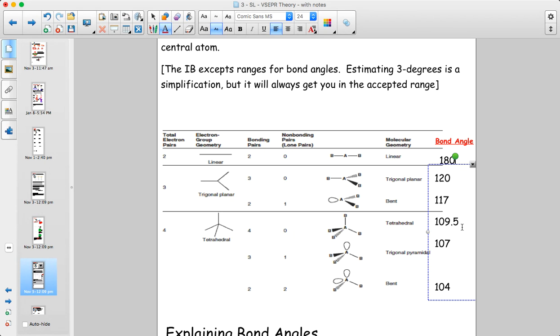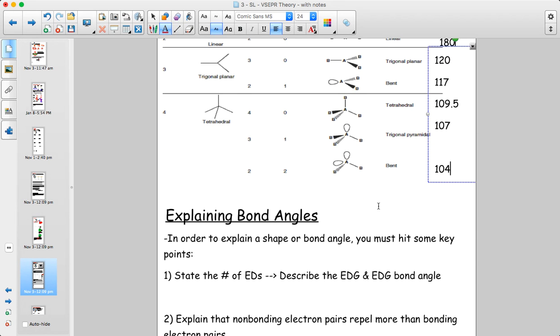So tetrahedral is 109.5. Trigonal pyramidal is the shape where there are 3 bonding pairs and 1 lone pair. That lone pair repels more and shrinks it down to about 107. And the bent shape, when you have 4 electron domains, those 2 lone pairs shrink the angle down twice. So from 109.5, think of it shrinking down 3 degrees and then another 3 degrees, so approximately down to 104 degrees.